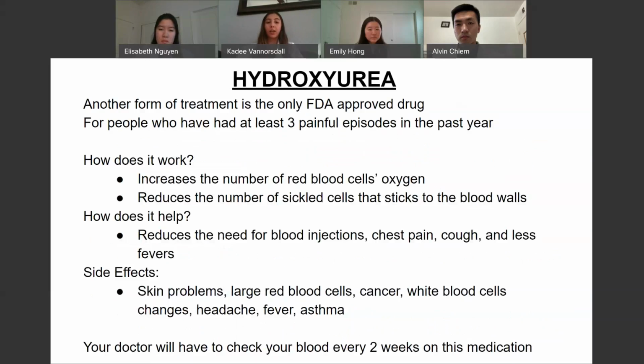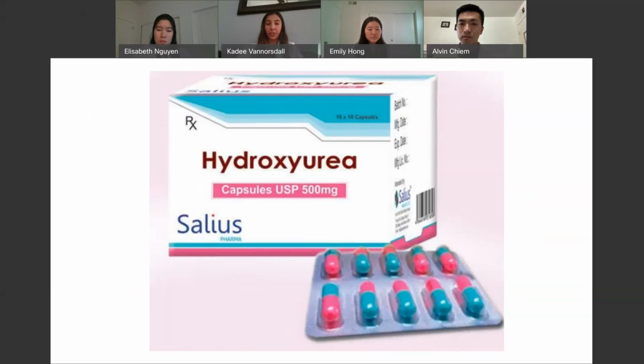And lastly, there is also a drug called hydroxyurea, which is currently the only drug that is approved by the FDA. It comes in a capsule for people who have at least 3 painful episodes in the past year. It works by increasing the oxygen on red blood cells and reduces the sickle cell-shaped blood that sticks to the blood walls. It helps by reducing the need for patients to get blood injections, along with helping with chest pain, cough, and fevers that may occur. Side effects include skin problems, headaches, fever, and asthma. Your doctor will also have to check your blood every 2 weeks on this drug. On the next slide, we have actually a picture of this drug.